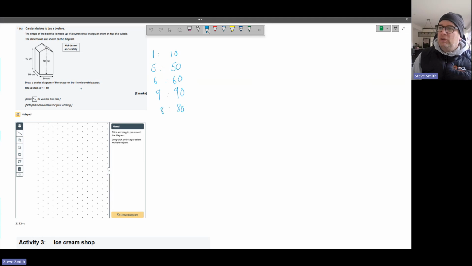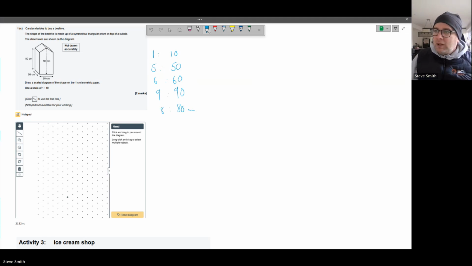So all our measurements are literally divided by 10, because we can see here that that's the main measurement, that's centimeters, and that's squares in our diagram. So we can clearly see that that number is 10 times smaller. So all our numbers need to be 10 times smaller. Draw a scale diagram on the isometric paper, 1 centimeter, right?